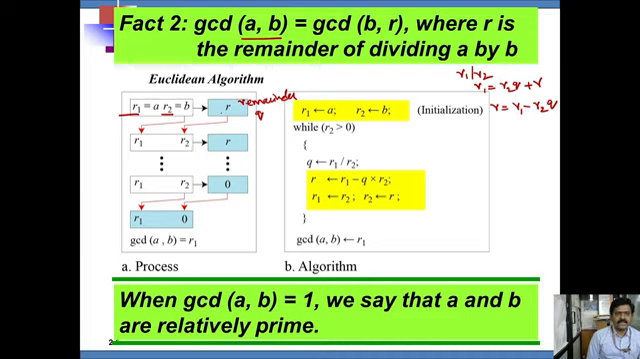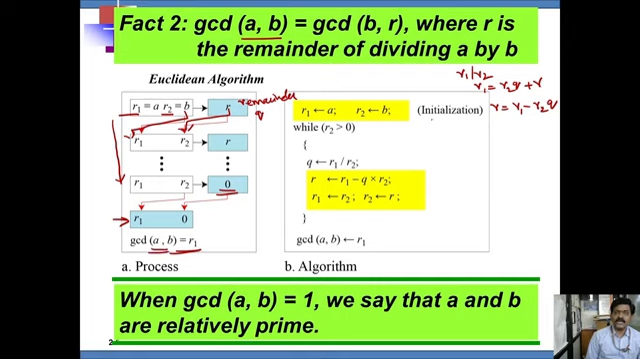When we get the remainder, the B value gets assigned to R1, and the remainder gets assigned to B. And this process continues till we get the remainder value 0. When we get the remainder value as 0, the corresponding R1 is the GCD of A comma B.